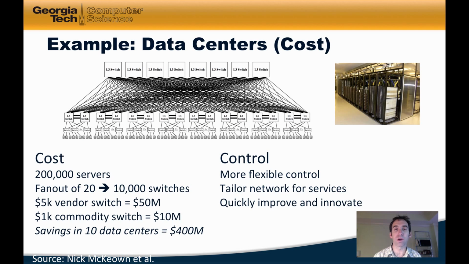The benefits of that separate control result in more flexibility, the ability to tailor the network for specific services, and the ability to quickly improve and innovate, because as we've noted, once the control plane is separate from the data plane, it is a lot easier to control the behavior of the network because those switches are doing nothing more than just forwarding traffic, and all the smarts of the network are in the software control.